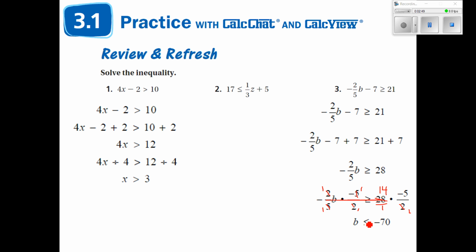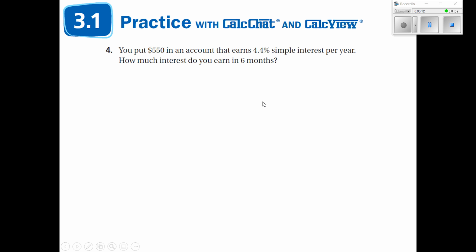But notice my symbol over here. When I multiplied by a negative number, that causes my symbol to turn around. That's why b is less than or equal to negative 70. Let's move on. Number 4 is for you to do.